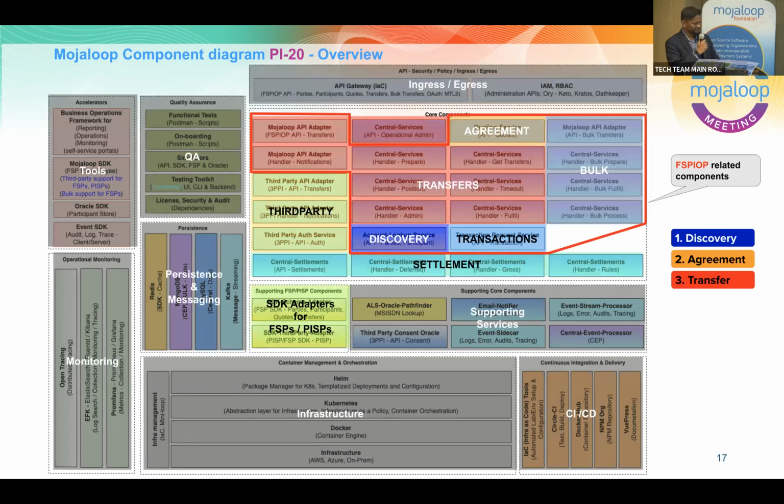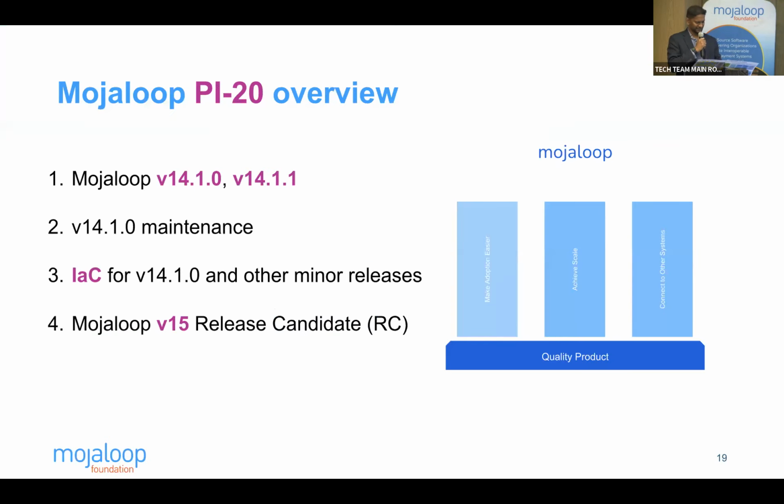And then this view shows which function all these different services provide: the discovery, the transfers, the agreement, bulk, QA, tooling. So this is our pillar structure, and Mojaloop, as we discussed, falls into the quality product side of things. Of course, everything is interrelated, but that's the focus.